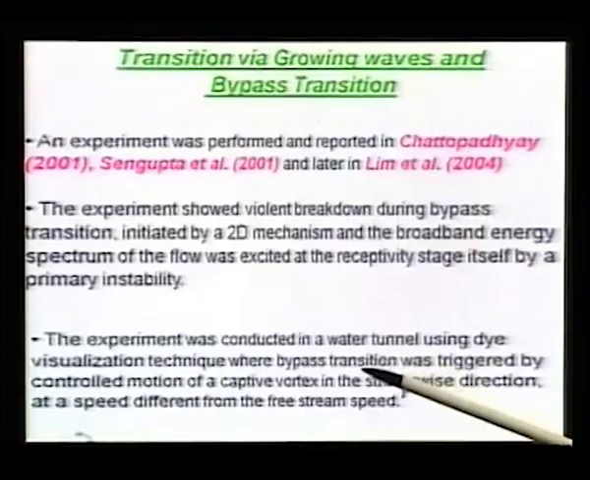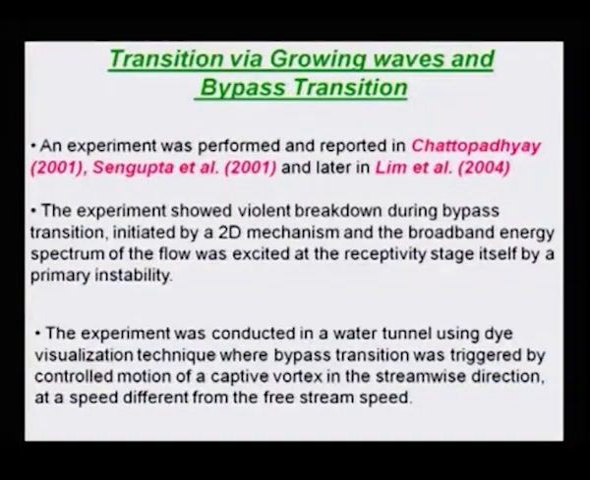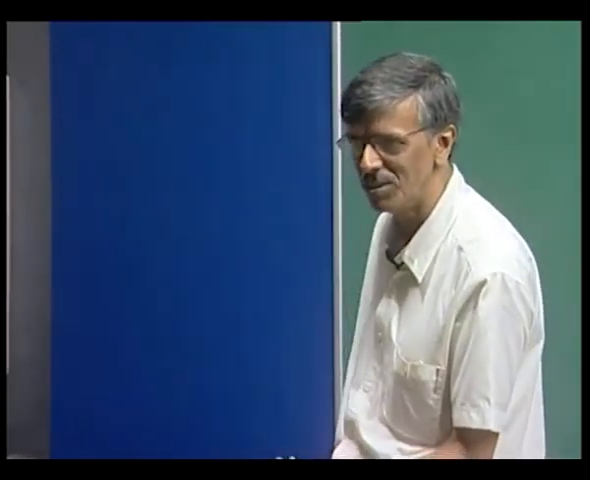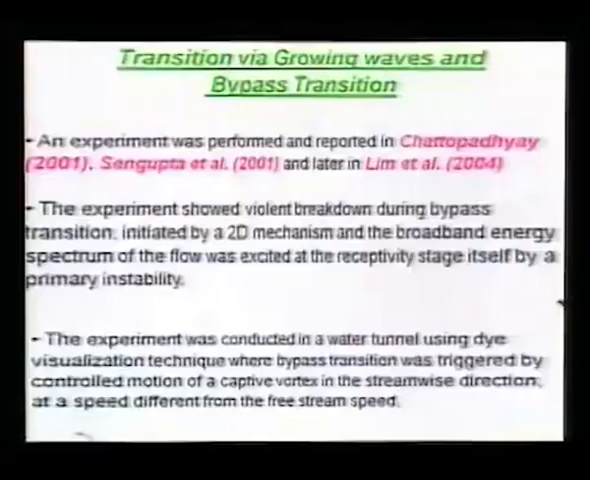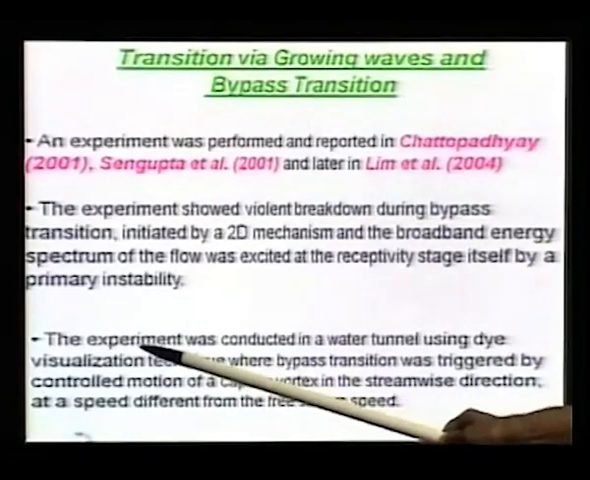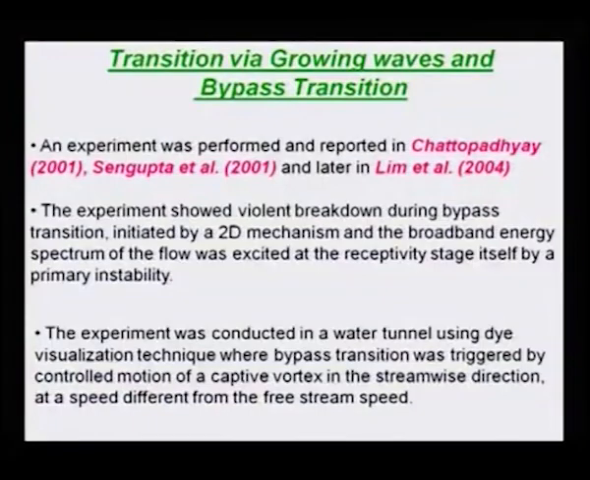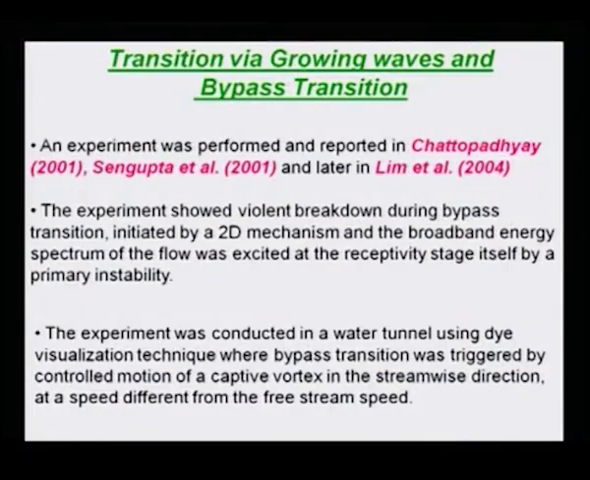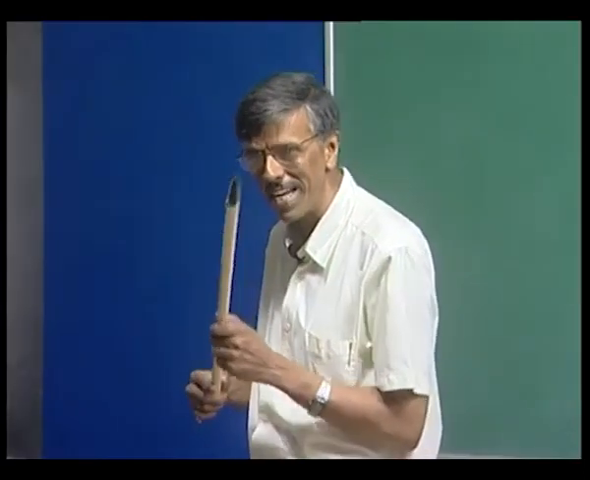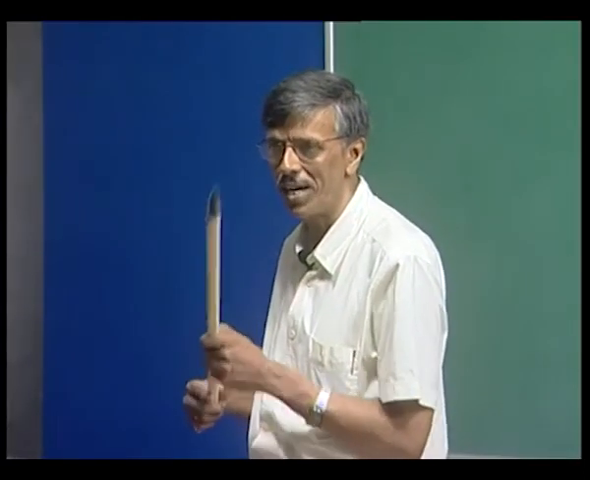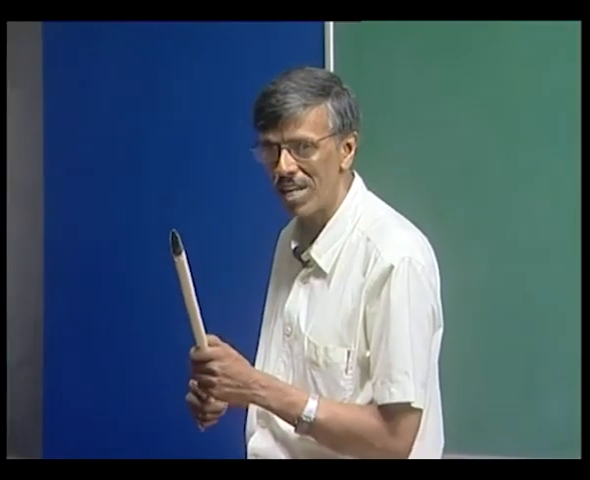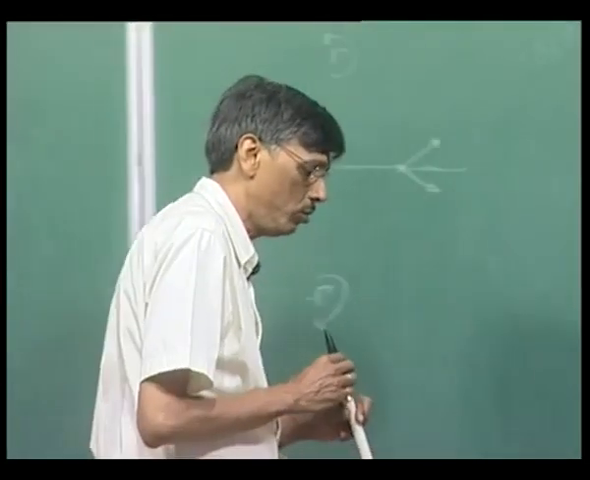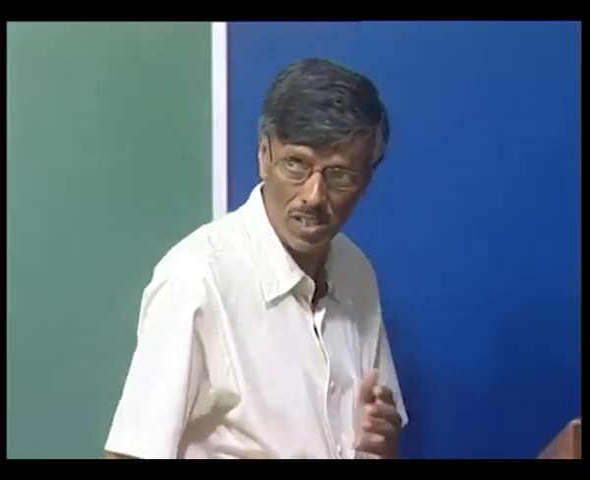Okay, we used a water tunnel, and I tell you what, in retrospect, when I look back, we spent only about 100 Singapore dollars in doing this experiment over 2-3 days. We just simply depended upon a dye visualization technique, and we tried to create the bypass transition by first creating a captive vortex and then making this vortex do your bidding. You want it to go at a constant height, it should do it. You want to keep its strength fixed, it should do that. So all that was done, and we also wanted to control the speed of convection of this vortex.